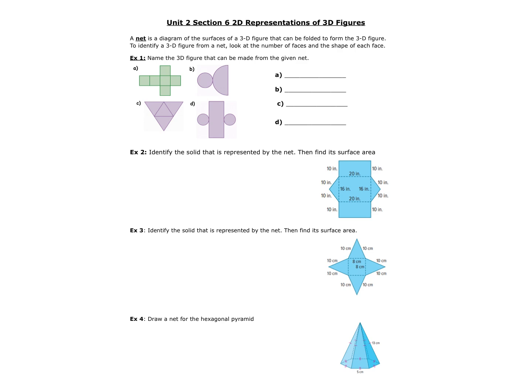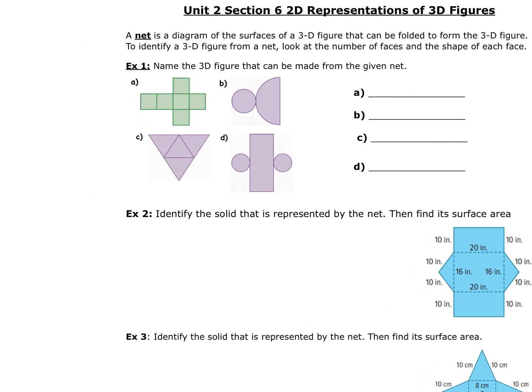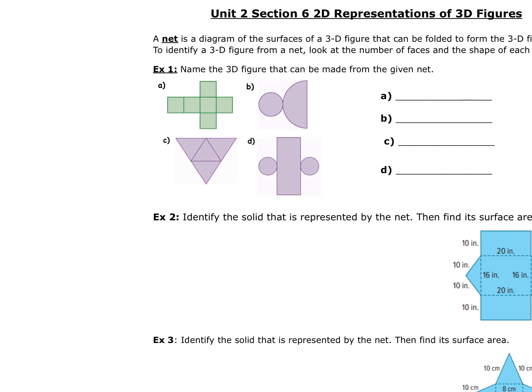To identify a three-dimensional figure from a net, you look at the number of faces and the shape of each face. For example 1, we're going to name the three-dimensional figure that can be made from the given net. Example 1A, these 6 green squares. We could fold those 6 squares together and that would make a cube. They're all the same size, so imagine a box.